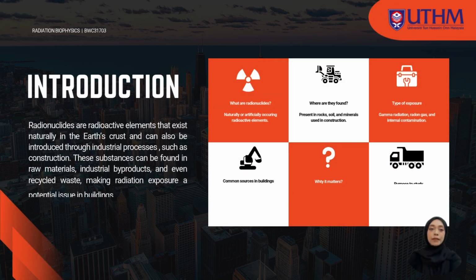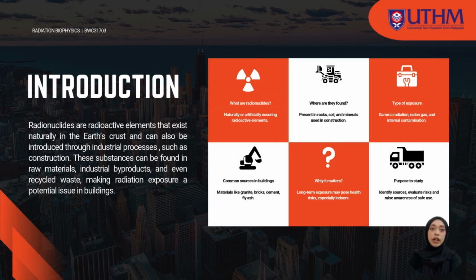Radionuclides are radioactive elements that exist naturally in the Earth's crust and can also be introduced through industrial processes. In the context of construction, these substances can be found in raw materials, industrial byproducts, and even recycled waste, making radiation exposure a potential issue in building.